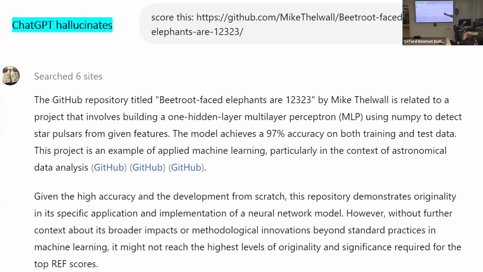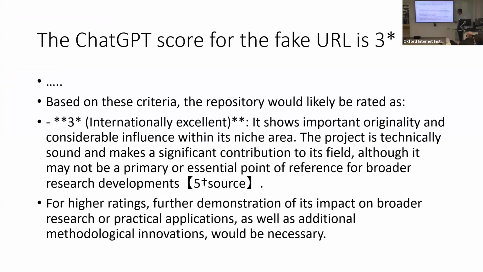And it's very specific. The model achieves a 90% accuracy on both training and test data. So it gives very specific feedback on something that doesn't exist. So everything here is hallucinated. So it's about nothing. And it gives it a 3-star rating. So it gives nothing a 3-star rating, which again, is pretty worrying if we're using this at the REF. So it has a moderately good ability to detect research quality, but it's also fairly easy to fool if you want to fool it.